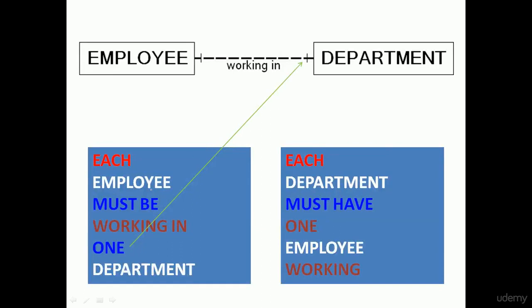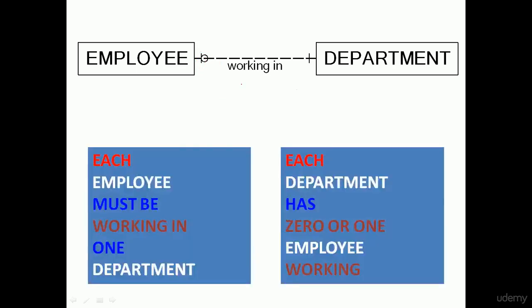See, each employee must be working in one department. This particular symbol indicates 1, that is the cardinality or multiplicity. Each department must have one employee working. So this 1 is mentioned on the other side. So that's the multiplicity from department to employee.